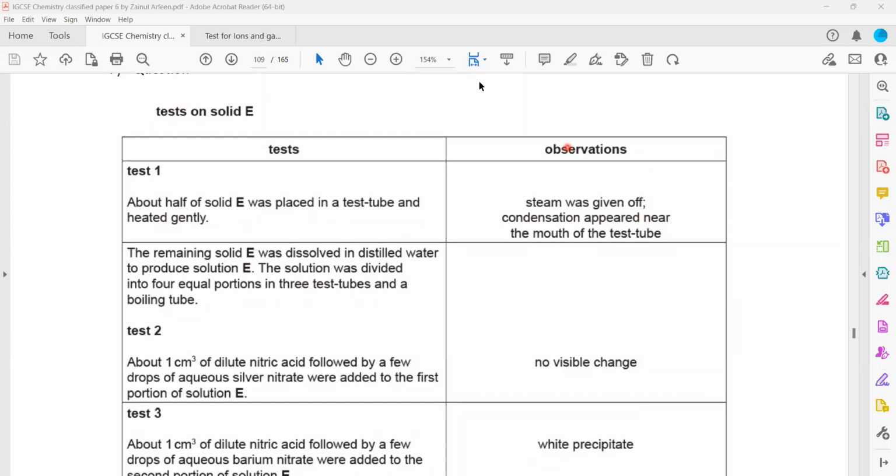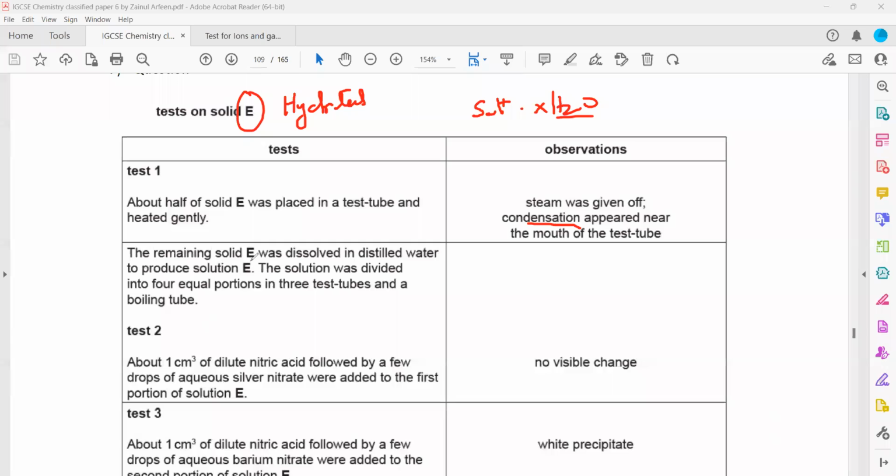Whenever we supply heat energy to a solid and we observe condensation form, what does that give an idea of? A hydrated crystal. So this gives an idea that E is hydrated, meaning it contains water of crystallization, like any salt with dot XH2O. We get this idea whenever condensation forms. So simply, it is a hydrated salt.